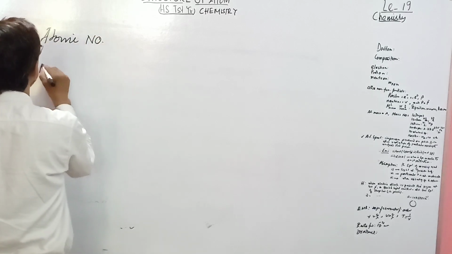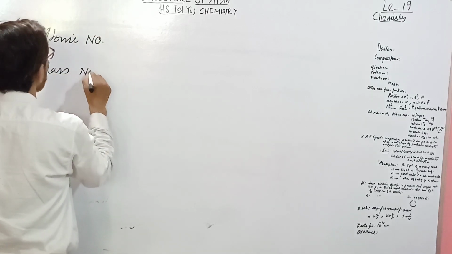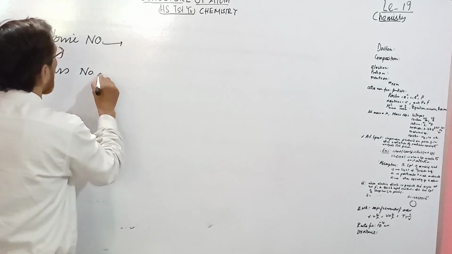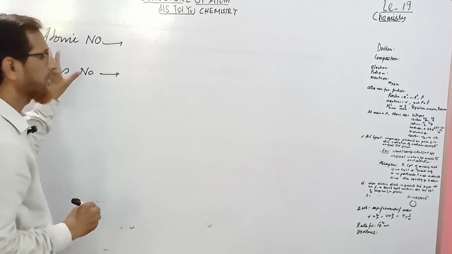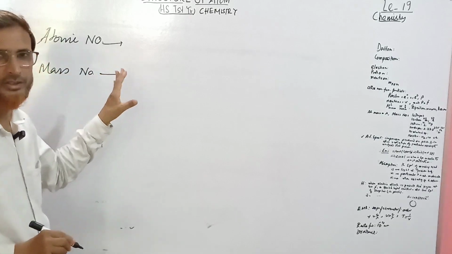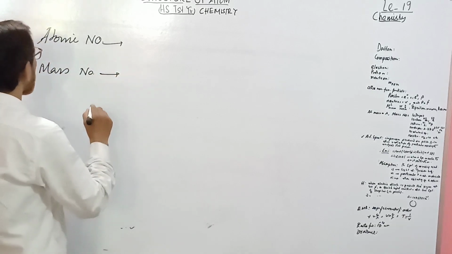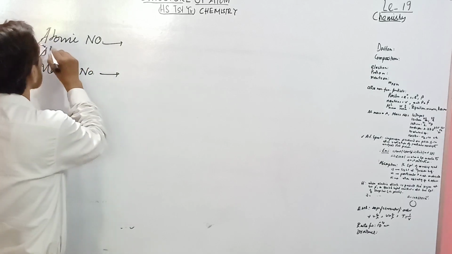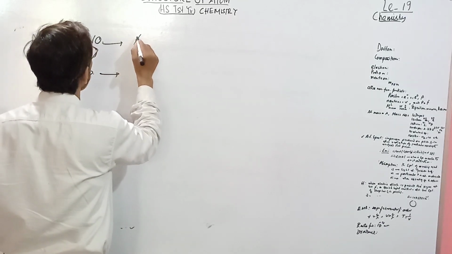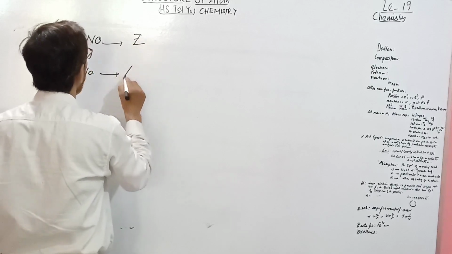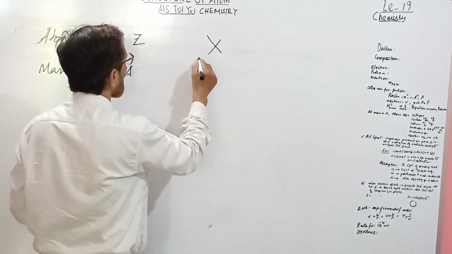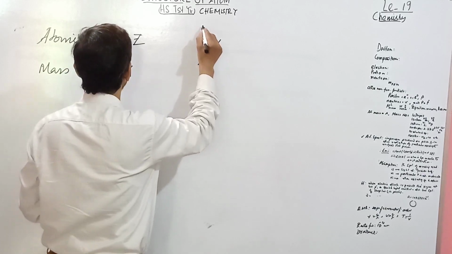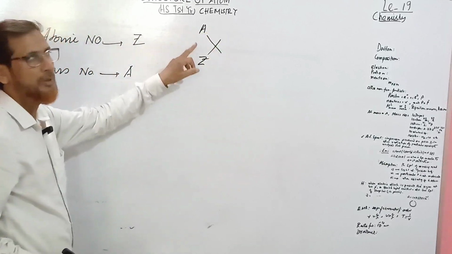Atomic number, mass number. I will not go into details about these things. You have already got these, and just the symbol or representation needs to be known to you. So atomic number is designated by Z, and mass number is A. Say it is an element whose atomic number is here and mass number is here. So atomic number is this.